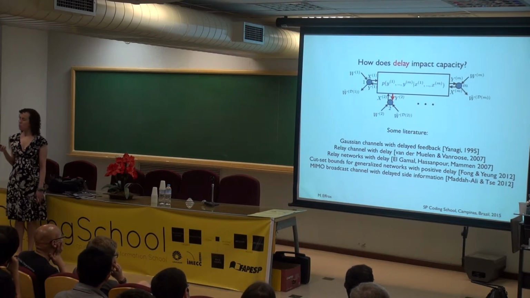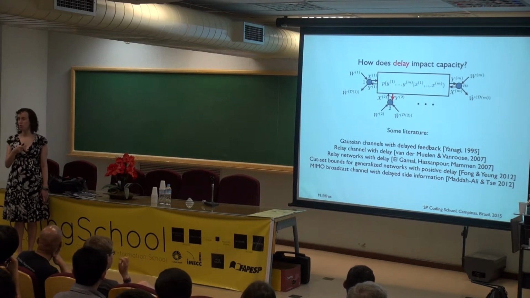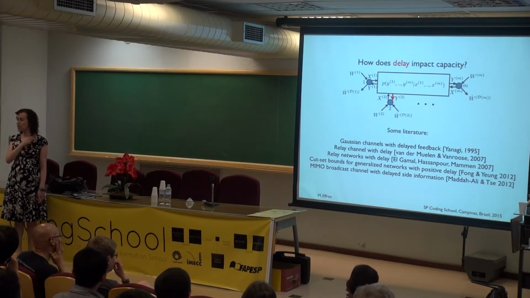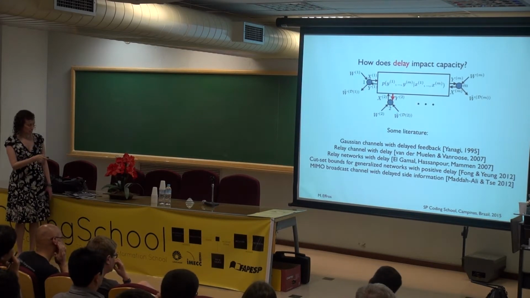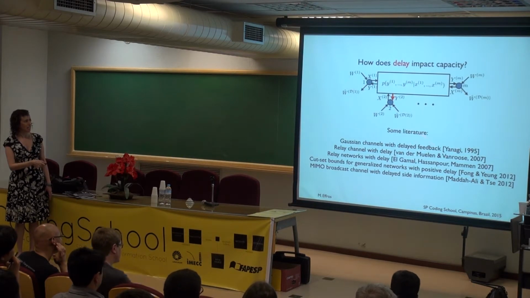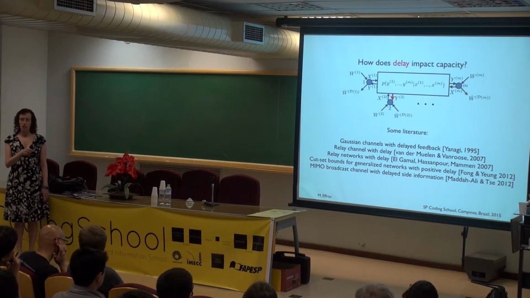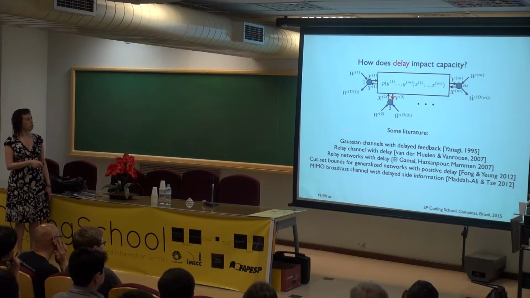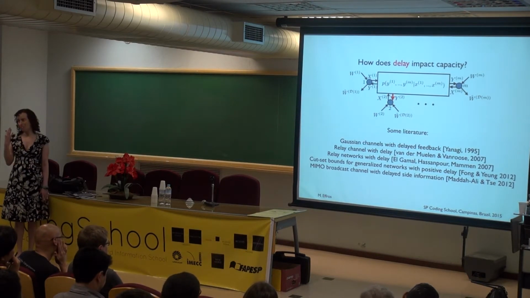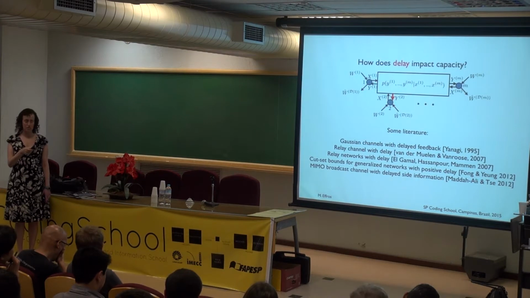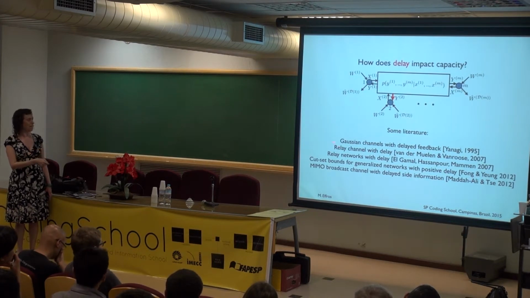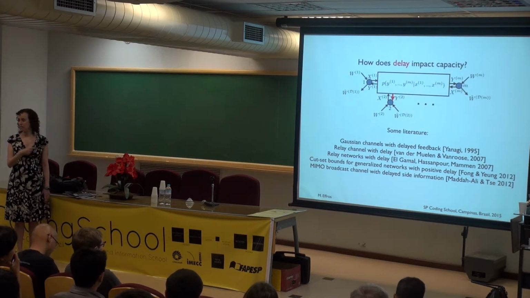And just to illustrate the point that I made earlier, this is not a new question. People have studied delay in the literature for many years, and I have here some examples dating back to 1995, and then probably earlier examples, but this is just a sampling. There are examples in the literature where people have studied how does delay affect capacity. So in a Gaussian channel, if I have feedback, how does delay in the feedback affect the capacity? How does delay affect the relay channel's capacity, and so on?